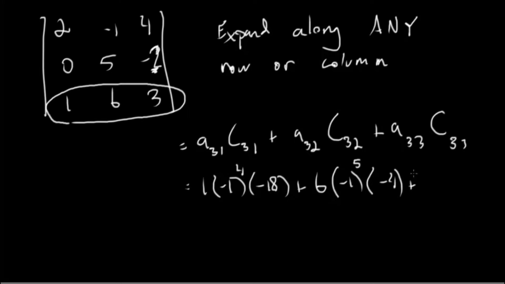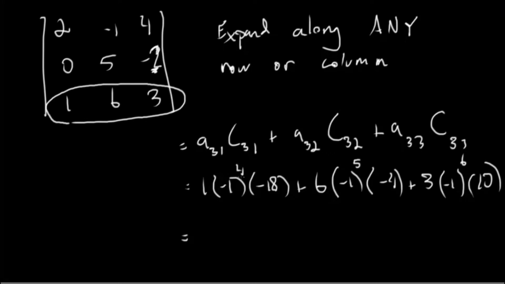And last but not least, A33, that's 3. It's going to be -1 to the 6th. And if I get rid of this row and this column, I get 10 minus 0, which is 10. All right, let's go ahead and finish this thing up.